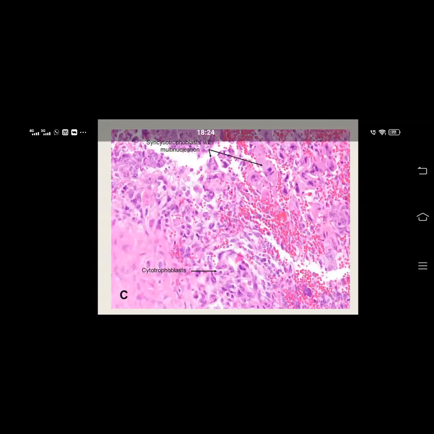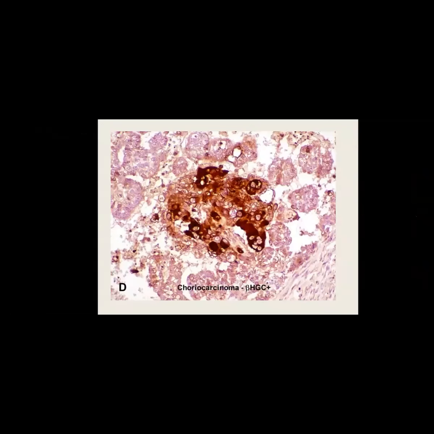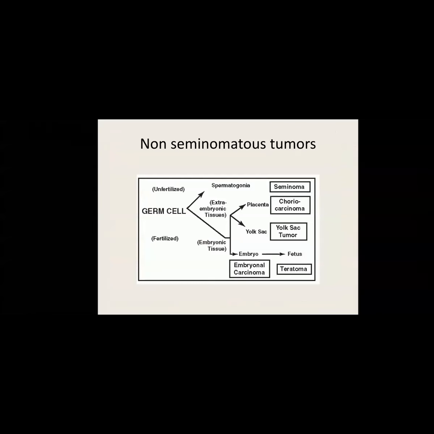So in this choriocarcinoma, we will find sheets of cells with both components, cytotrophoblastic cells as well as syncytiotrophoblastic multinucleated cells, and you will find areas of hemorrhage. So this will be the typical H&E light microscopy picture of a choriocarcinoma. On IHC, they will be positive for beta HCG. Now we have finished the extraembryonic germ cell tumor, the choriocarcinoma.